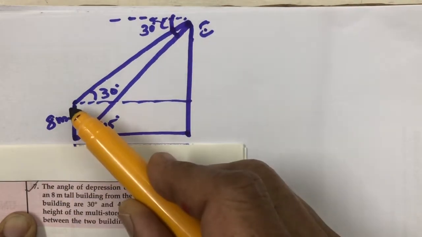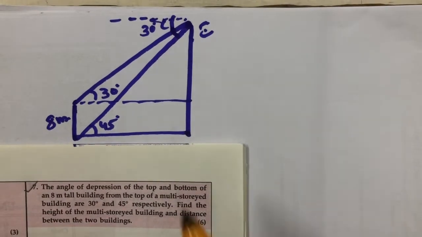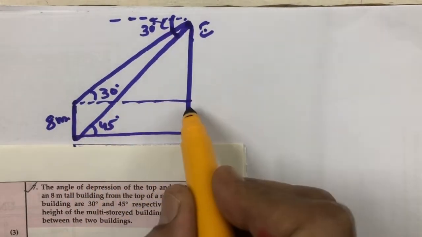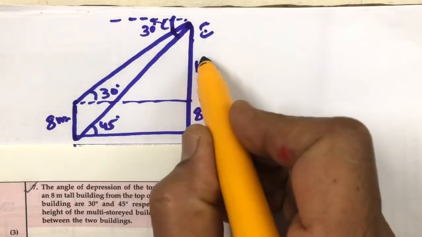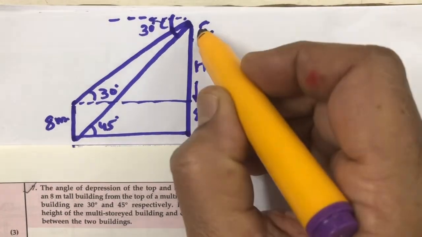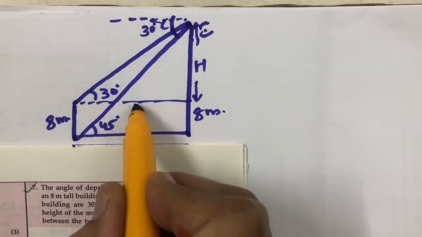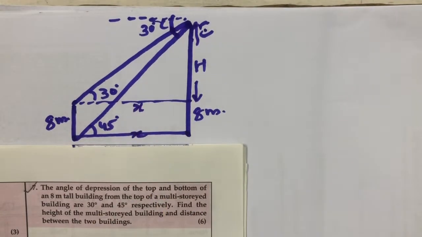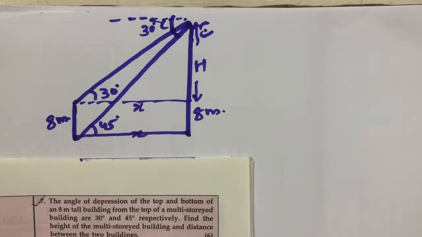So this building is 8 meters high, but we have to calculate the height of the multi-storied building. When we complete this rectangle, this one is nothing but 8 meters. So the remaining part, we have to calculate only h, that is this small part. How do we calculate this h? We have no idea about the base, so first we assume the base equals x meters.